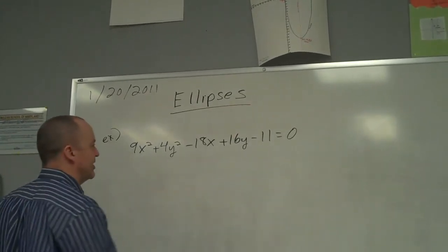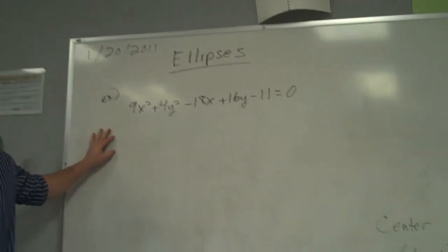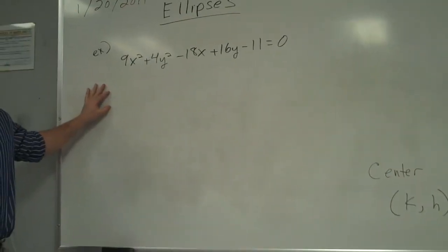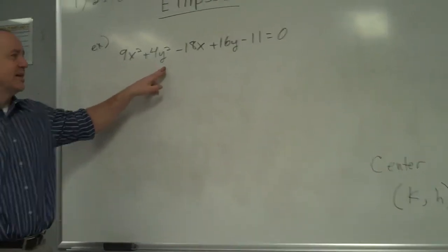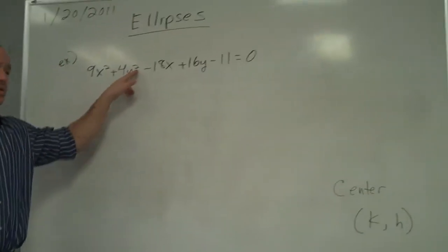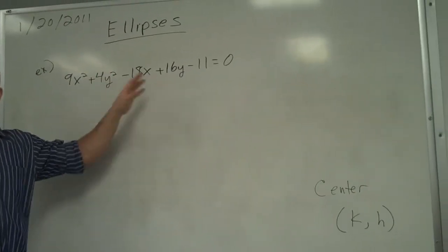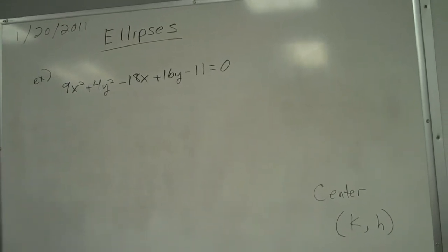So here's what I'm going to do. First off, I know I'm dealing with some type of conic. I know I'm dealing with a parabola, hyperbola, or ellipse because all I see are x squareds and y squareds. I don't see any exponents that are fractional. I don't see any roots. There's a couple things you could look for. We'll go over that a little later. For now, I'll tell you this is an ellipse.